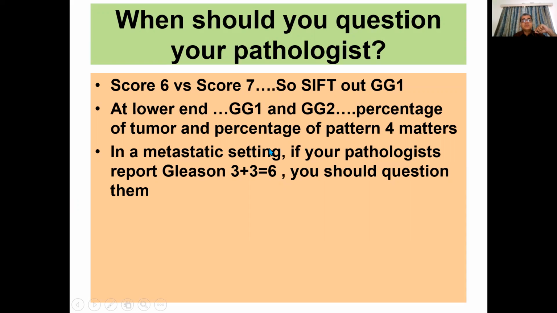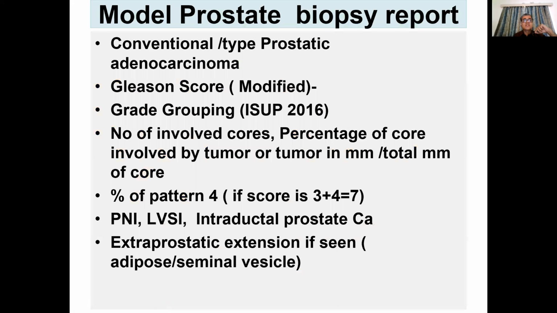So if you know that your patient is metastatic already and your pathologist has reported a Gleason 6, you should question your pathologist. So this is just a model prostate biopsy report in which you give the type of the prostate adenocarcinoma, the Gleason score, the grade grouping. You have to tell the number of involved cores, the percentage of tumor which is involving the core. The percentage of pattern 4 also helps you in deciding management in certain patients.